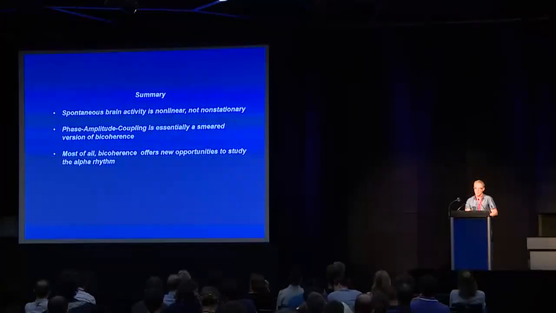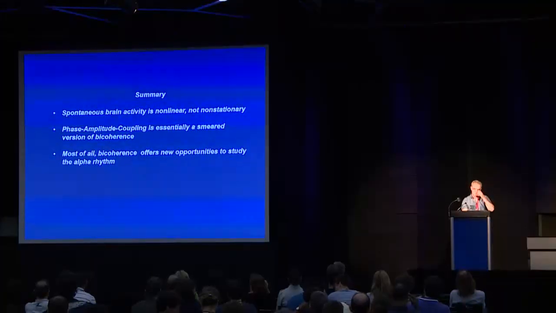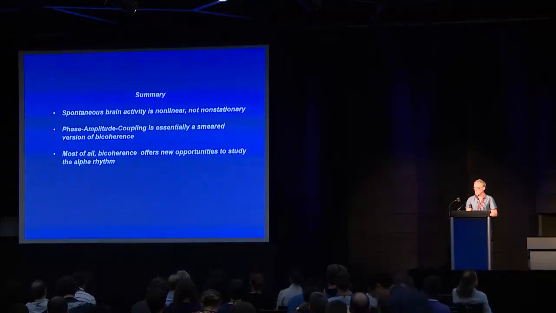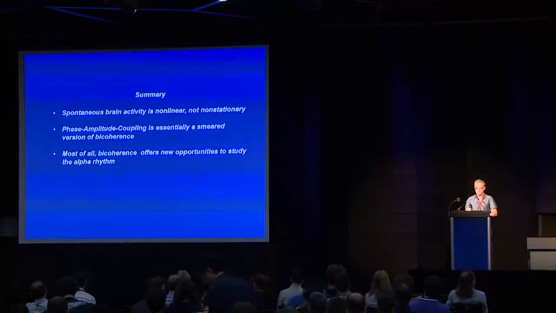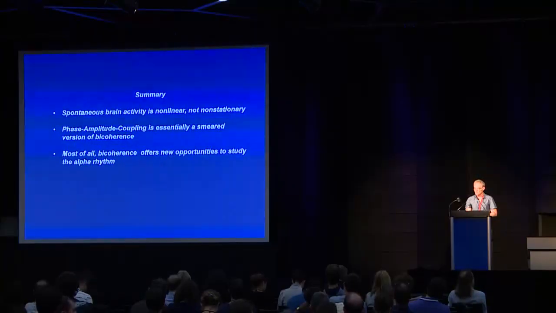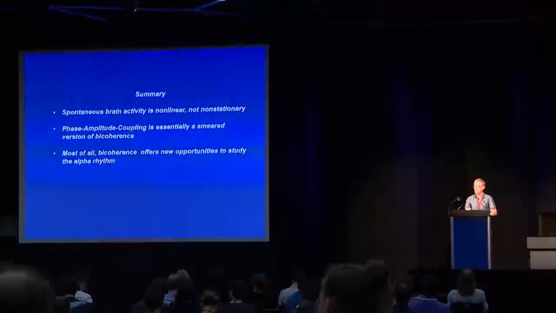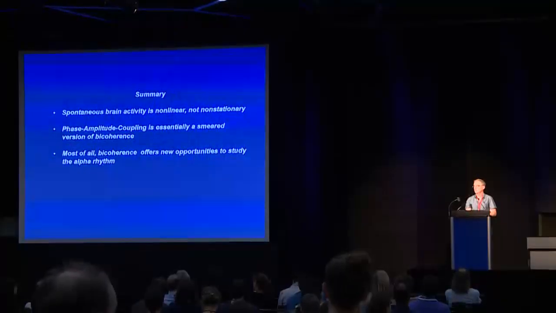Okay, that was it. So my summary, to hint at what I think is a misconception: spontaneous brain activity is nonlinear. It is not non-stationary. Spontaneous activity is stationary. Second, phase amplitude coupling is essentially a smeared version of bicoherence, I would say. And I would say, most of all, it's just empirically what comes out in the data, that bicoherence gives new opportunities to study the alpha rhythm. Most of all, I showed univariate cases, but you can also do it in a multivariate way.